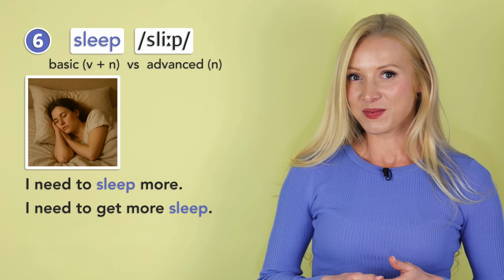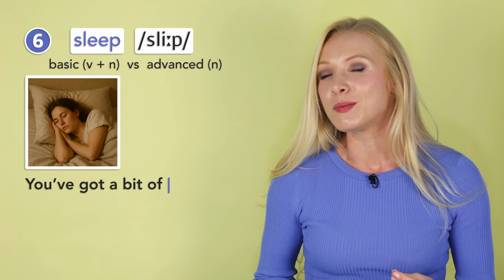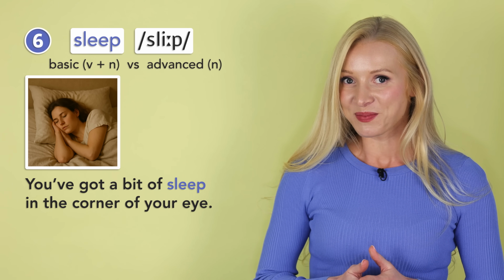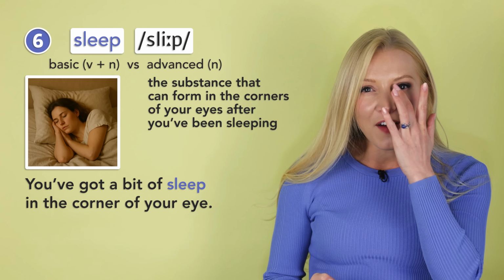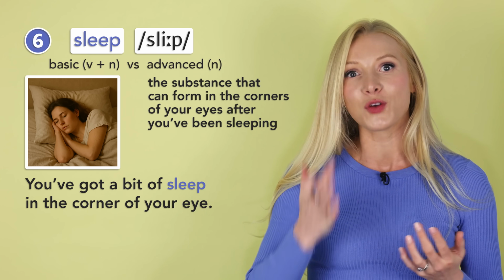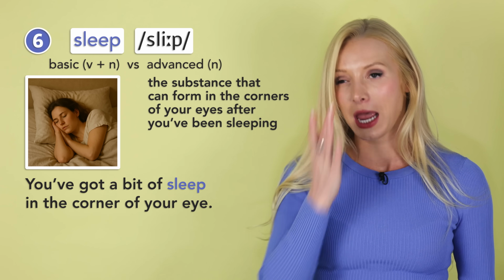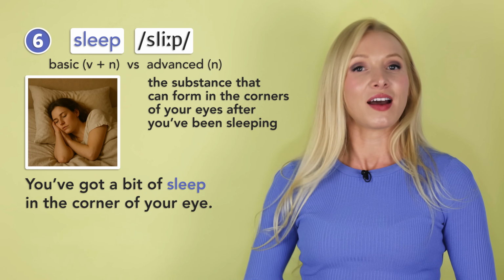Here's an example. You've got a bit of sleep in the corner of your eye. Did you guess the meaning from the context? Sleep is the stuff that can form in the corners of your eyes after you've been sleeping. The gunk. And yeah, you should definitely tell someone if they have sleep in their eye.